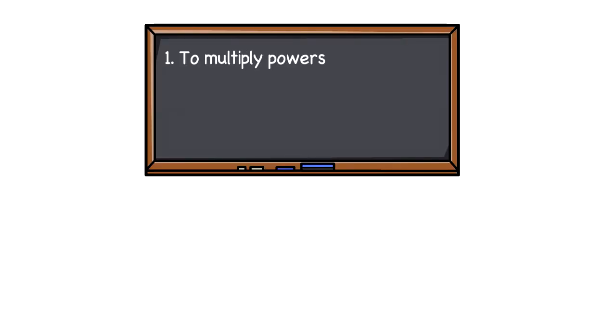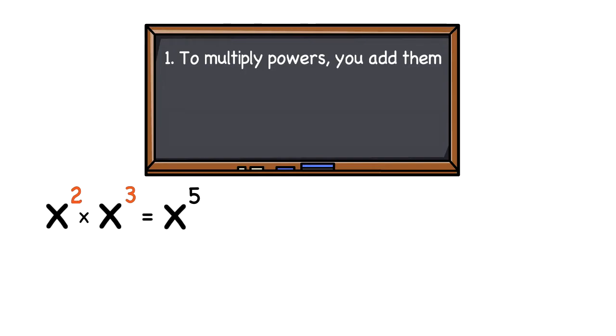The first rule is that if you want to multiply powers, you need to add the 2 numbers. For example, if I had x to the power of 2 times x to the power of 3, because the powers are both being applied to the same thing, which is an x, and they're being multiplied, I can work out the answer by adding the 2 and the 3.